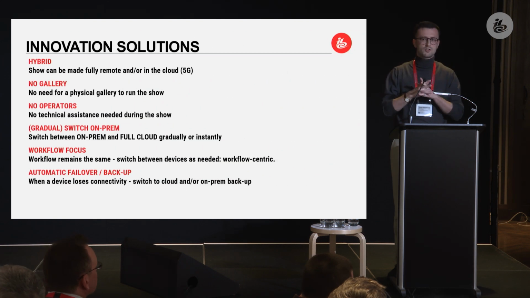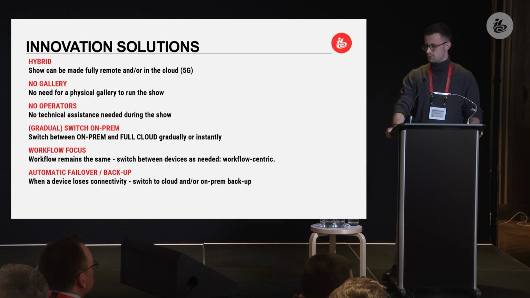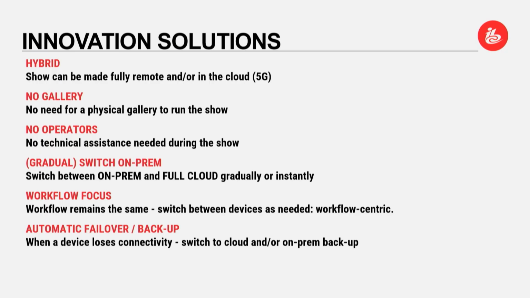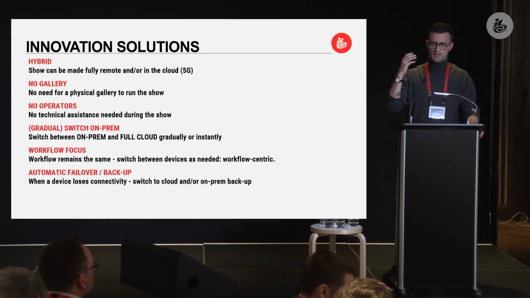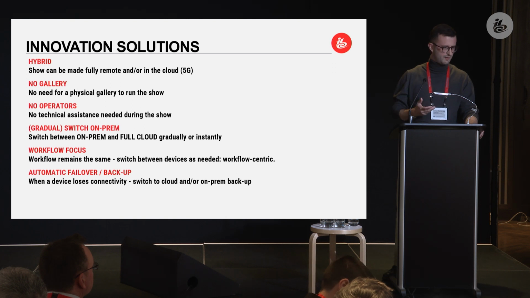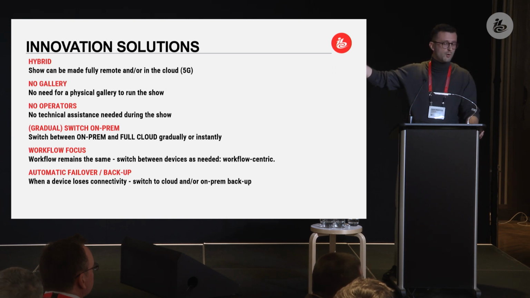Now, what are some of the innovation solutions that we propose? First of all, hybrid. A show should be able to be made fully remote, also on-prem, in the cloud, because we notice that a lot of broadcasters today have, for example, an existing on-prem tool set that they are using, but at one point in time, they would like to move to fully cloud. Now, there should be no impact on the workflow for the people who are working on this today. They should be able to work as usual, and they shouldn't know what is happening in the background.